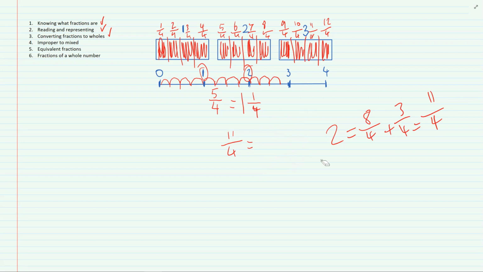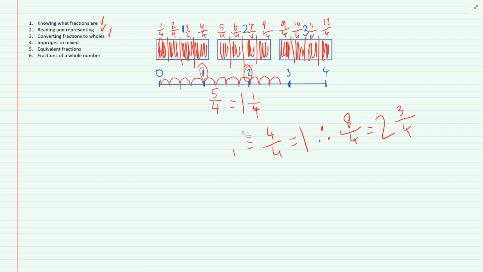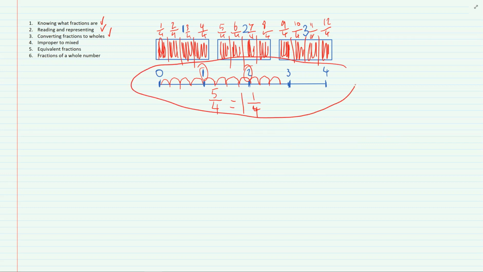Or alternatively, they would say, oh, 11 quarters, well, I know that 4 quarters equals 1, therefore 8 quarters equals 2, and I've got another 3 quarters left over to make up to 11. That's where we're going to with converting improper to mixed fractions. But we start, as we did before, with establishing the visual and therefore the understanding.